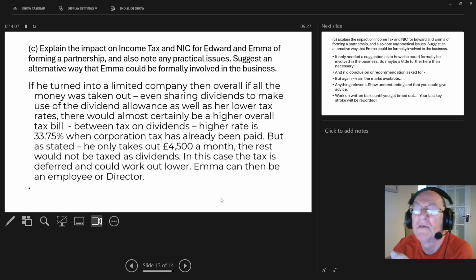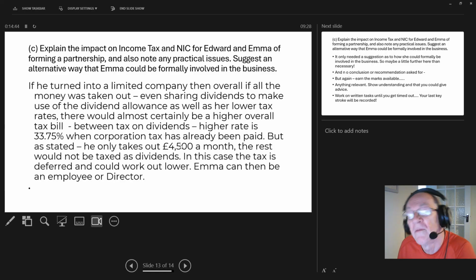Last little bit, so an alternative, it is a way of getting her formally involved in the business. He could turn into a limited company. The only problem is if all the money's taken out, even sharing the dividends to make use of the 2 dividend allowances and her lower tax rates, they'll end up paying a little bit more overall tax, mainly because the tax on dividends, the higher rate's 33.75%. The 8.75% for the lower isn't so important. Again, these numbers are in the reference material to be used.